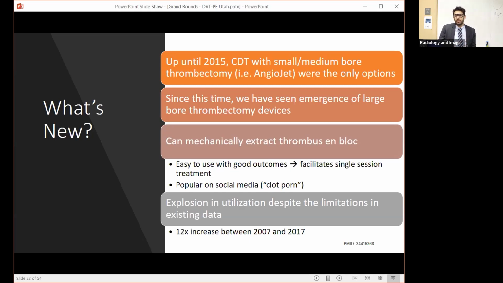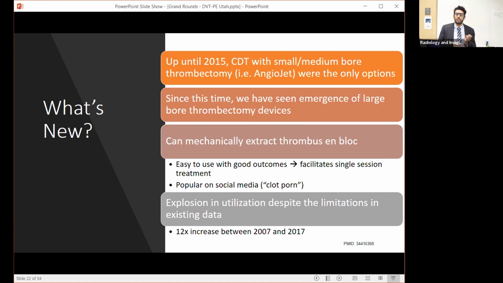Since that time, since 2015, and anybody who's on social media probably knows, there's been this emergence of what we call large bore thrombectomies, these really large devices where they can actually mechanically extract the thrombus en bloc. And they're very easy to use. They have very good outcomes in general, and it really facilitates what we call single sessions. So they don't go to the ICU. They just come to your room, you take all the clot out and you send them away.